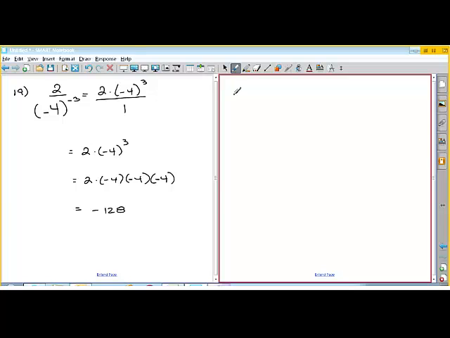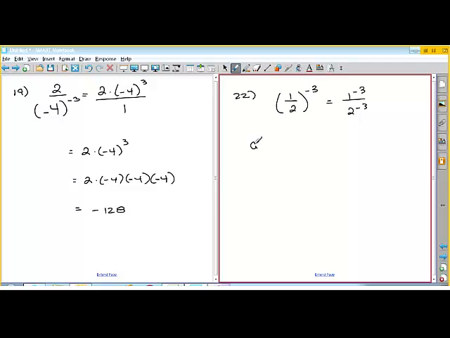Okay, let's do one more. 22. So I have 1/2 to the negative 3 power. So again, this is a negative exponent. How would I switch that? Well, there's a couple of ways you can think of it. You could rewrite this as 1 to the negative 3 power divided by 2 to the negative 3 power.